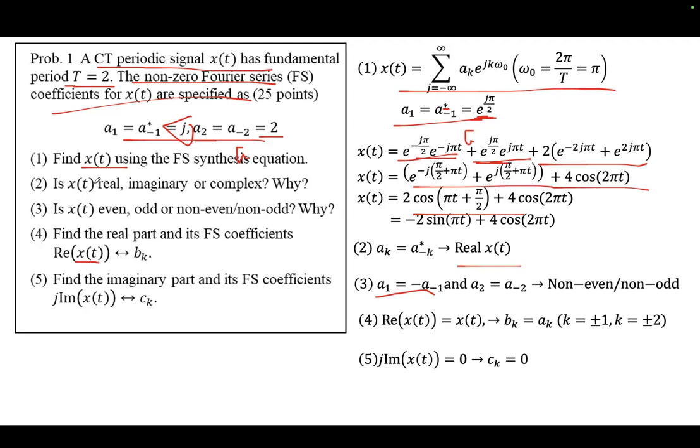Here, find the real part and its FS coefficient. Actually, we know here x(t) is real, am I right? So x(t) only has the real part, which means b_k should equal a_k. Then question 5 will be easy because this signal is real. There is no imaginary part, so c_k should always be 0. That makes sense to you? This is tricky. Many students just make a mistake.